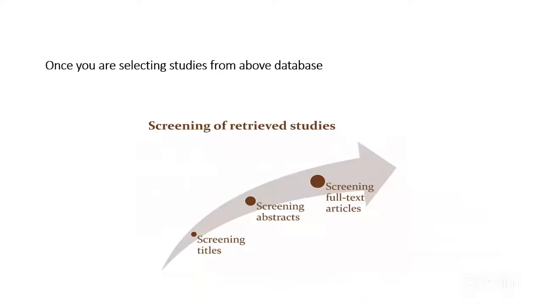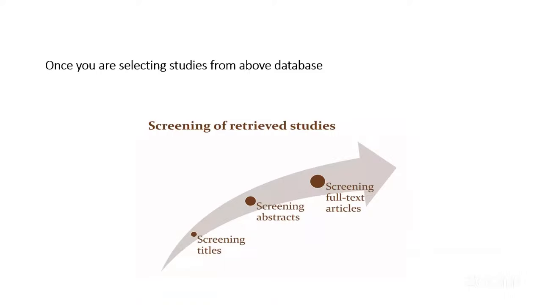Now, once you are selecting your studies from the given database, you are screening the title after making the research question, screening the abstract, to see whether this study is going to help you or fits your inclusion or exclusion criteria or not. If you read the studies one by one, it will take quite a lot of time. So by seeing the titles and the abstracts, you can save your time.